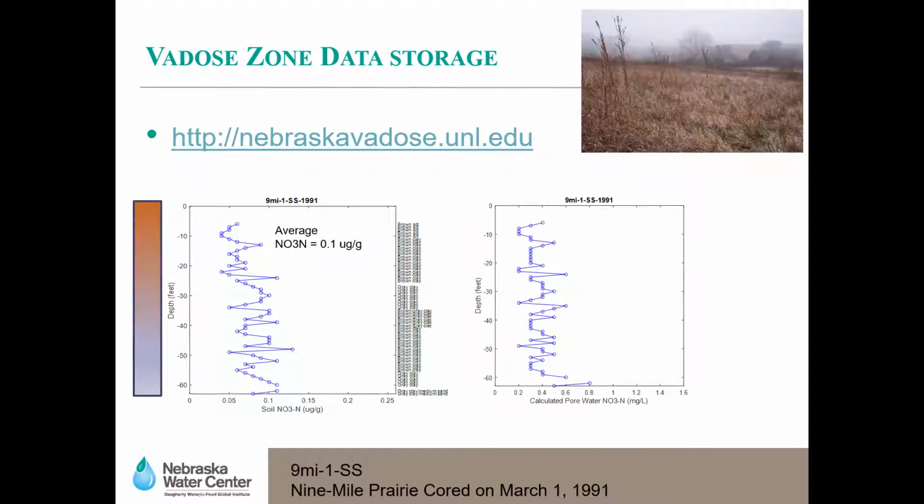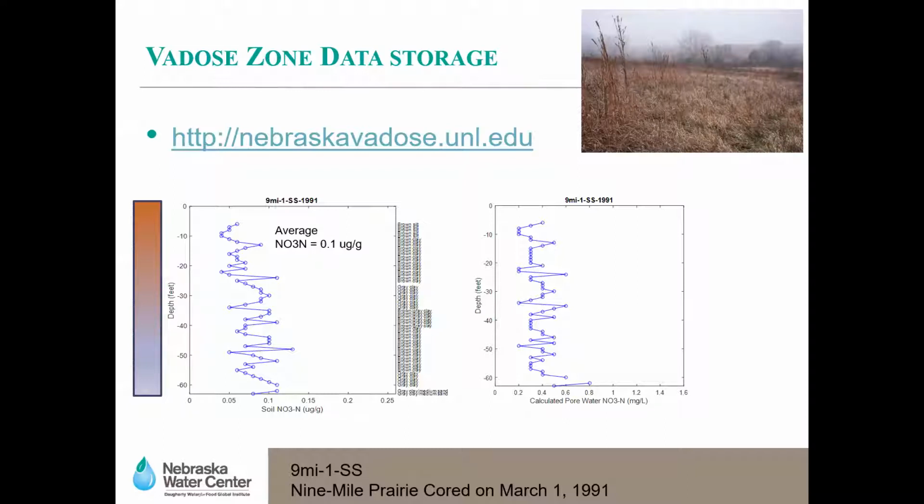So I've been involved with a Nebraska Vadose zone project for the last 3 years. It's actually a website, nebraskavadose.unl.edu. It has close to 1,200 different cores stored on this interactive GIS map that allows anybody, including you listening to this presentation, to go out and look at how much nitrate was in the Vadose zone at different places across the state.